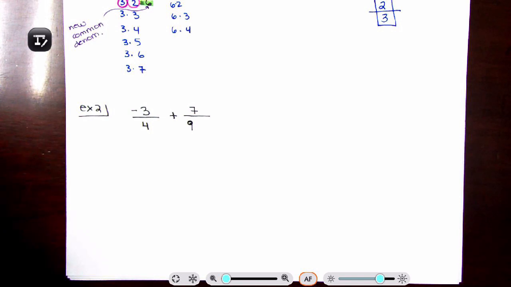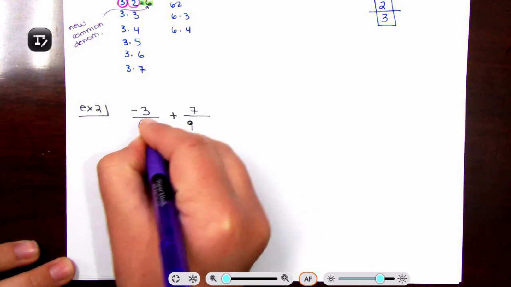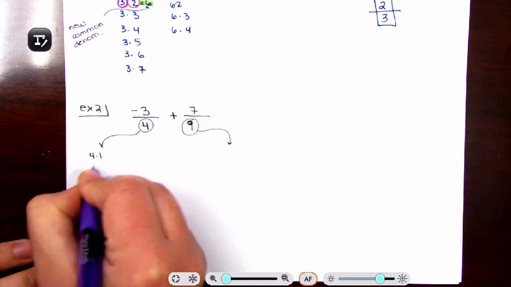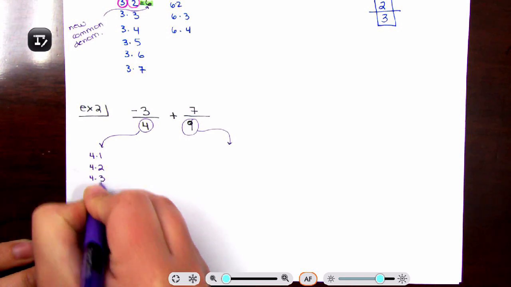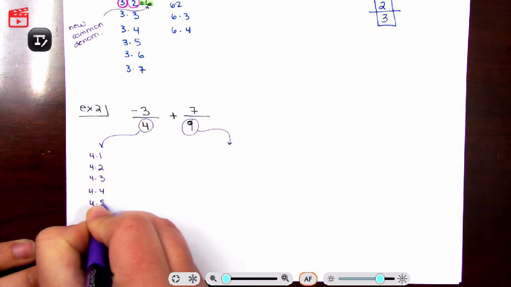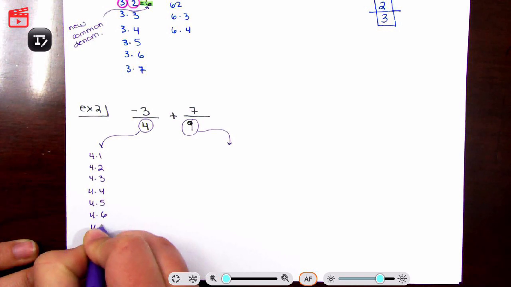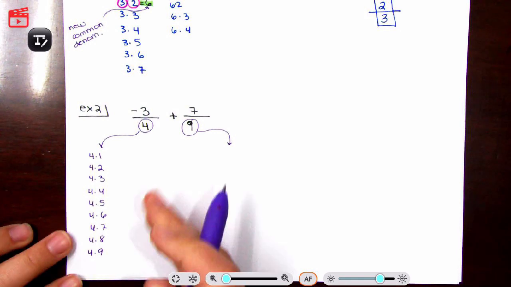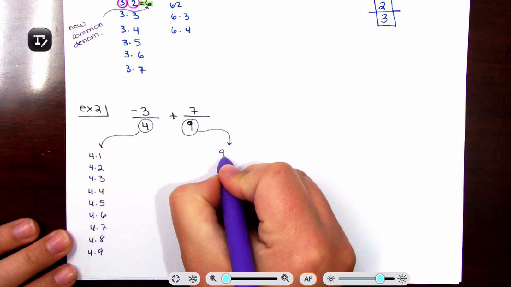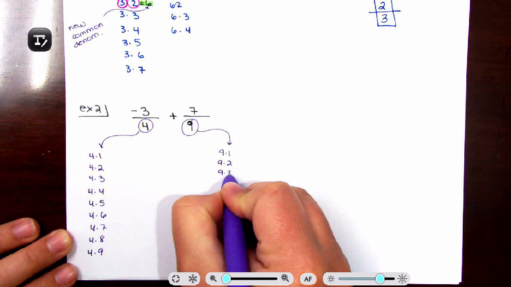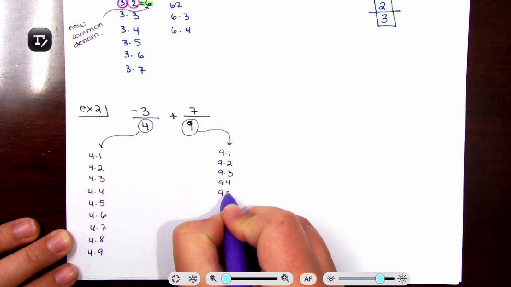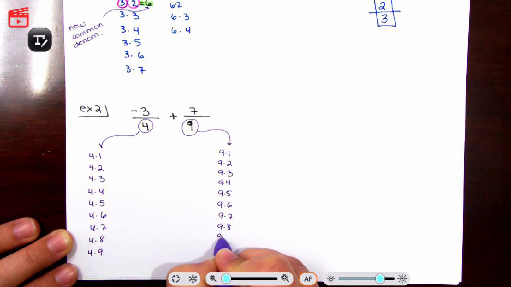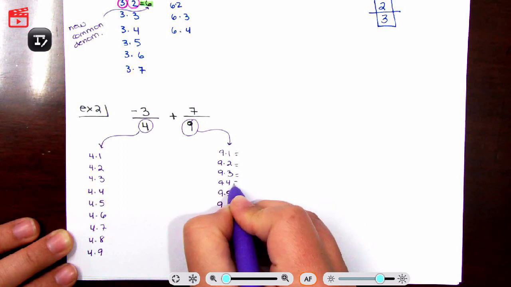Step number 1 is you're going to list your multiples. So you're taking your denominators, both of them. You're doing 4 times 1, 4 times 2, 4 times 3, 4 times 4, 4 times 5, 4 times 6, 4 times 7, 4 times 8, 4 times 9, until you get enough. I'm just listing them. I don't know how many I need. And again, I'm just listing them out. This is all multiplication. And we're going to see how many we actually need.